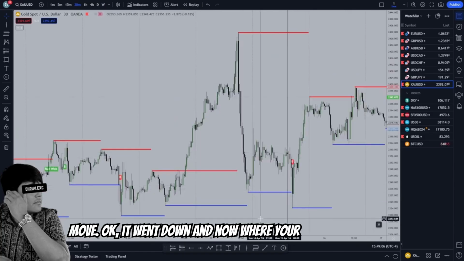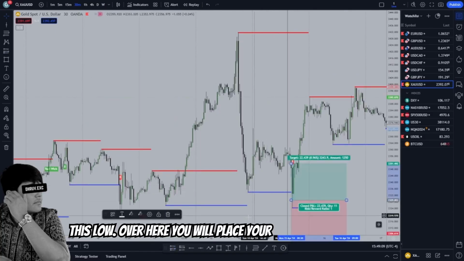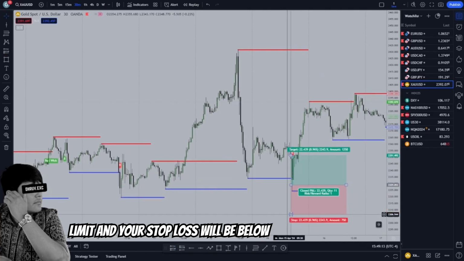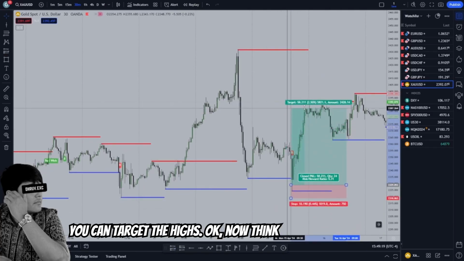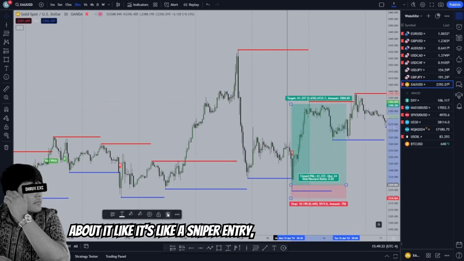It went down, and now your limit will be just a little bit below this low. Over here you will place your limit, and your stop loss will be below, like 10 pips or something, and now you can target the highs. It's like a sniper entry, but you should not have a really small stop loss. You should give a little room for price to move around with this strategy, and you should target 1:2 or 1:3 maximum, because you should trade to get consistent results.